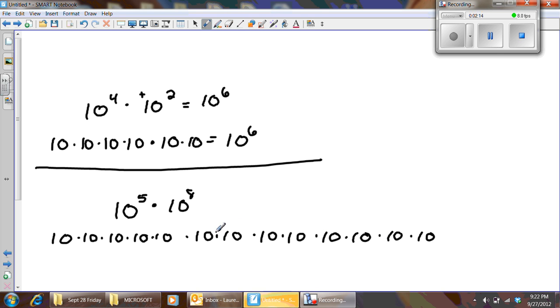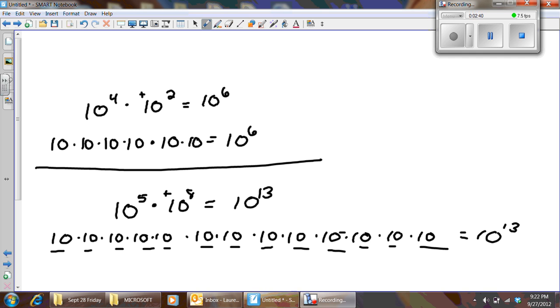All right. And so all together, I could count up all the tens. But I know what's going to happen. I'm going to have 5 tens here. I'm going to have 8 more tens there. 5 plus 8 is 13. This is the same as 10 to the 13th power. Watch. 1, 2, 3, 4, 5, 6, 7, 8, 9, 10, 11, 12, 13. There you go. 10 to the 13th instead of saying 10 times 10 times 10 all those times.